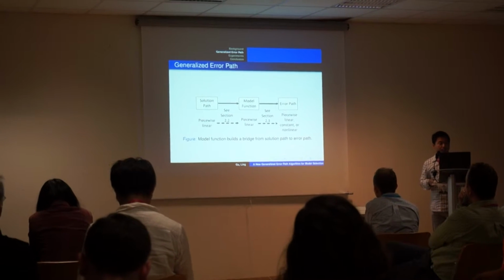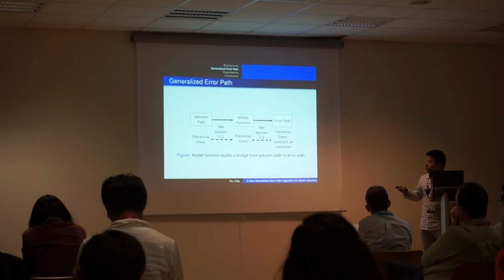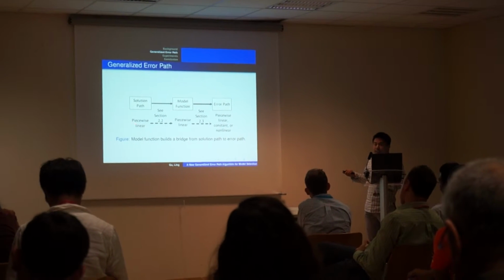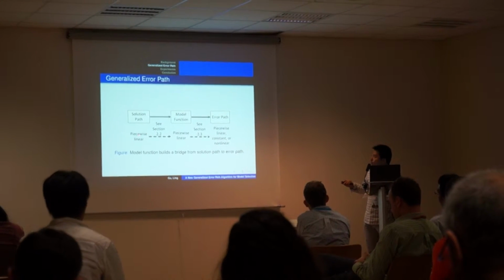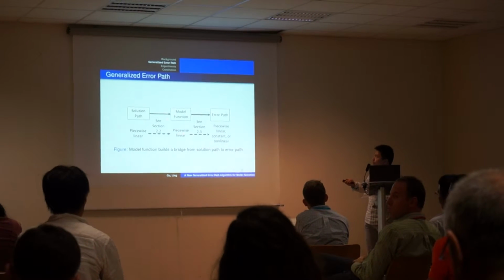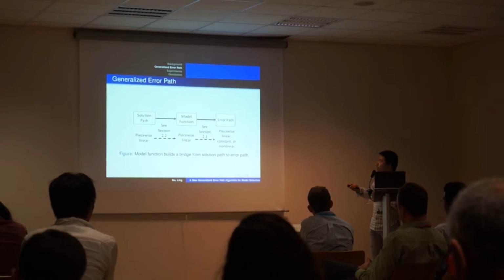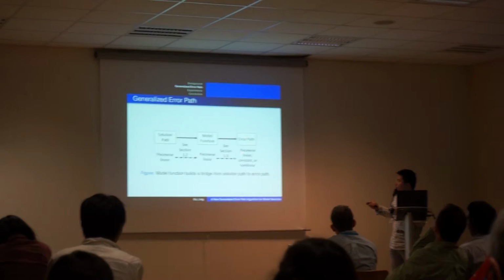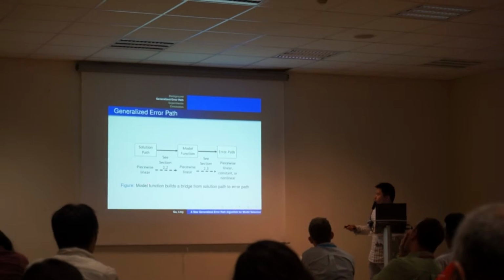And next we will introduce our proposed generalized error path algorithm. This picture gives the roadmap to the error path. The main idea is that the piecewise linearity of solution paths leads to the piecewise linearity of the model function. And based on the piecewise linearity of the model function, we can prove that the error path may be piecewise linear, or piecewise constant, or piecewise nonlinear. So this is the basic idea.